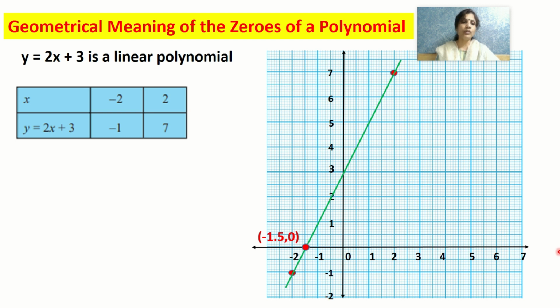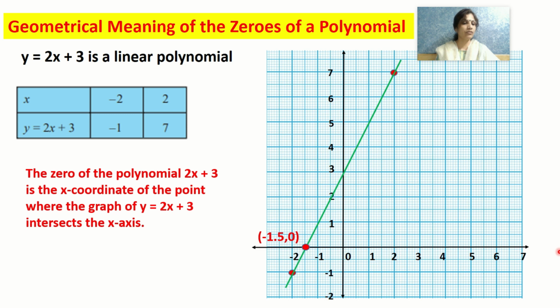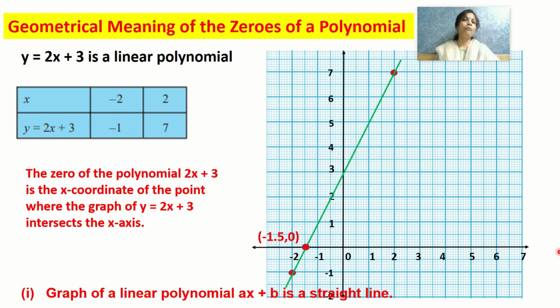So we can conclude that the zero of the polynomial 2x plus 3 is the x coordinate of the point where the graph of y is equal to 2x plus 3 intersects the x-axis. So this will always be true for a linear polynomial of the type y is equal to ax plus b. It will always be a straight line, and the point where this straight line intersects the x-axis will always be the zero of a given polynomial of the type y is equal to ax plus b. Alright, so keep this in mind. Let's move ahead.